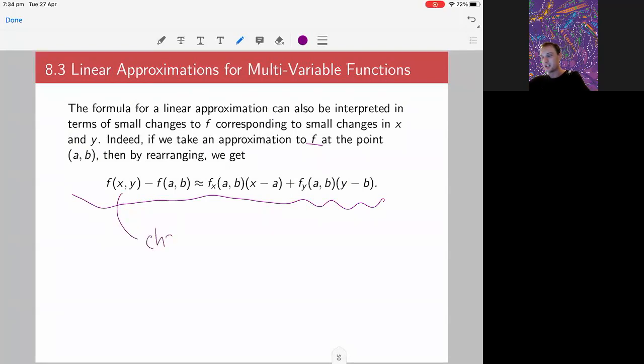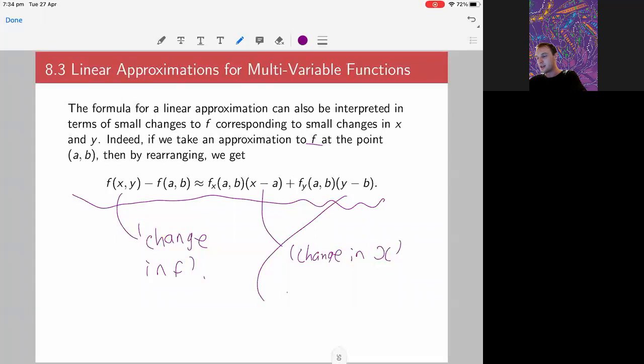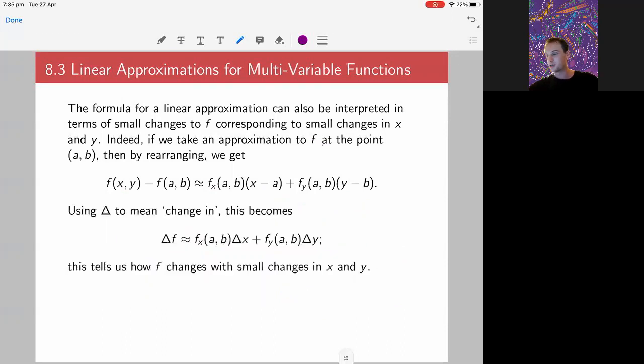Now, this is where the changes come from. This left-hand side is change in f. X minus a is change in x, and this y minus b is a small change in y. So roughly what this is saying is that if you move x and y a small amount, then you can use the linear approximation to work out how much f is going to change.